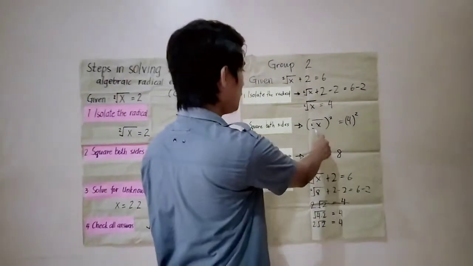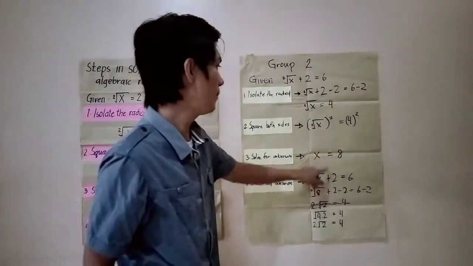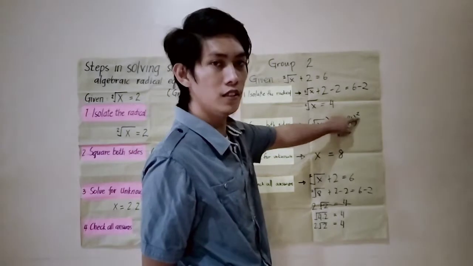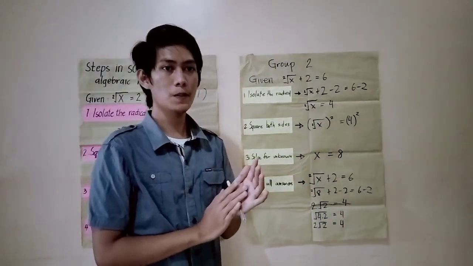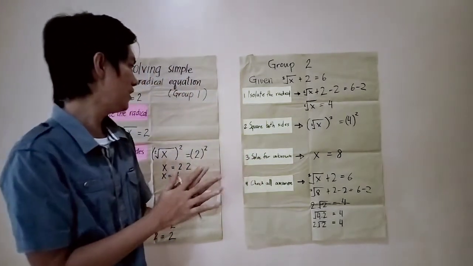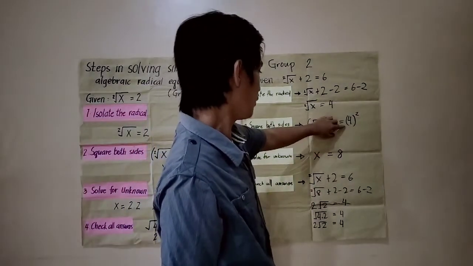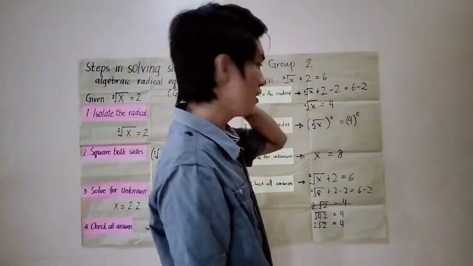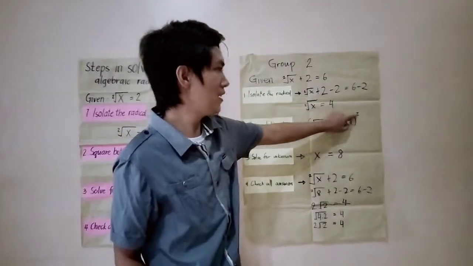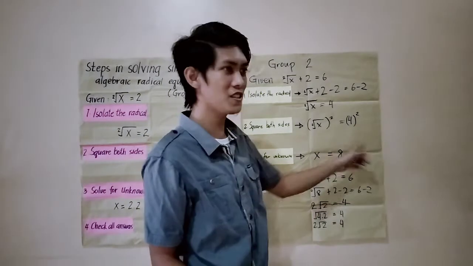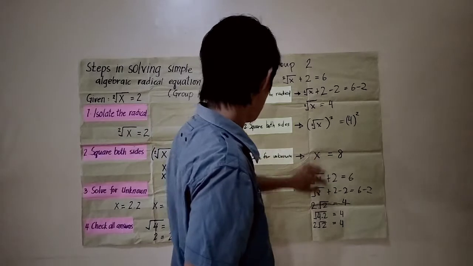So square root of x squared, the square and the root cancel out, so only x remains. Then 4 squared is equal to 8. Were they able to solve for the unknown? Sadly, no, they were not able to solve for the unknown because 4 squared is actually 16, not 8. So what they did here is they multiplied it by 2 instead of multiplying it by itself. So with their answer of 8, they continue to step 4.